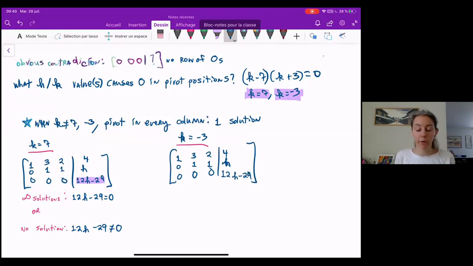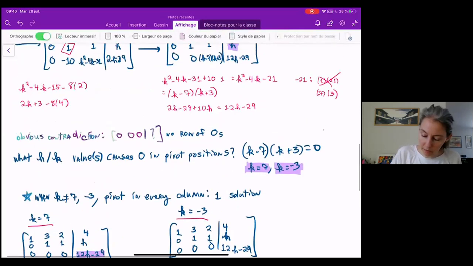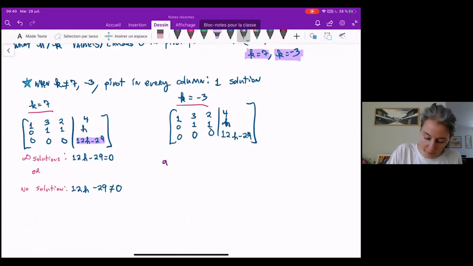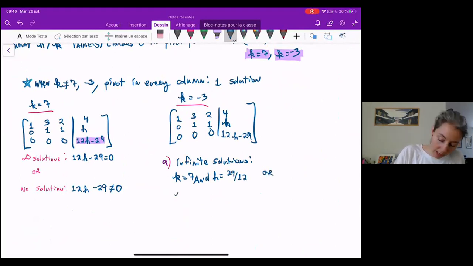So now we have all of the information to make our conclusion. Our A was infinite solutions. And infinite solutions happens in two different cases: when k is equal to 7 and h is equal to 29 over 12, or k is equal to negative 3 and h is equal to 29 over 12.